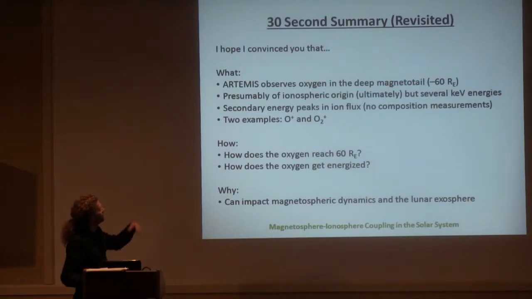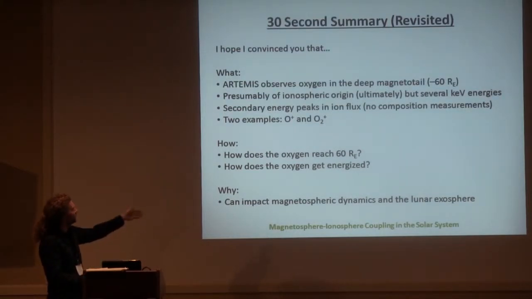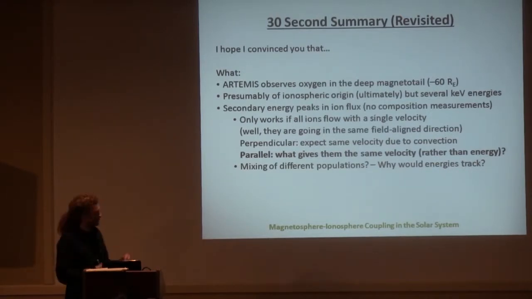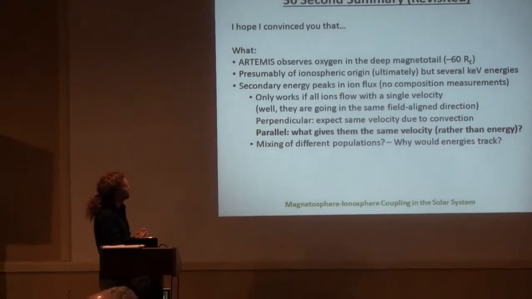So here's just the summary again, repeated. We think we're seeing oxygen in the tail from ARTEMIS. We think it's from the ionosphere because it's oxygen. So the secondary peaks in ion flux, this only works, this is our assumption, if the ions flow with the same velocity. Well, they're going in the same direction.